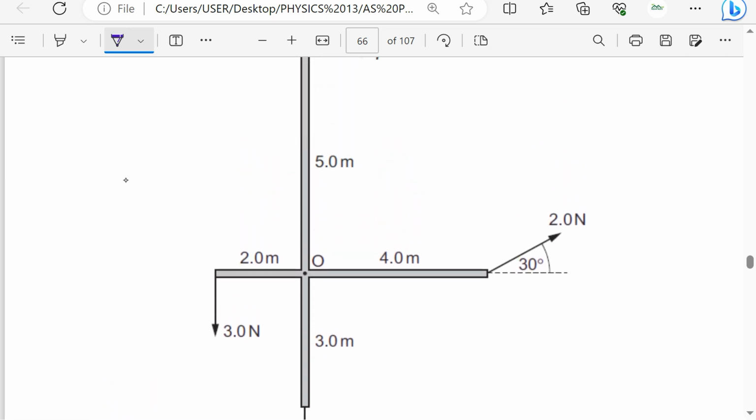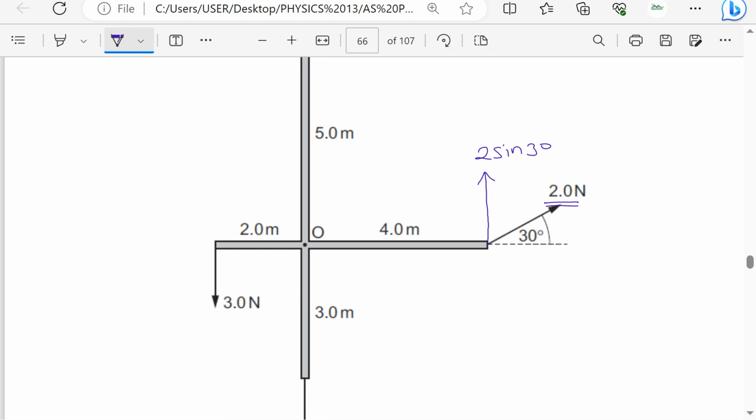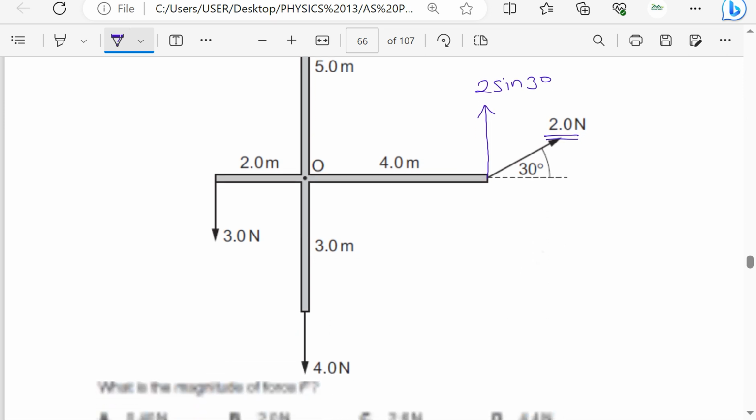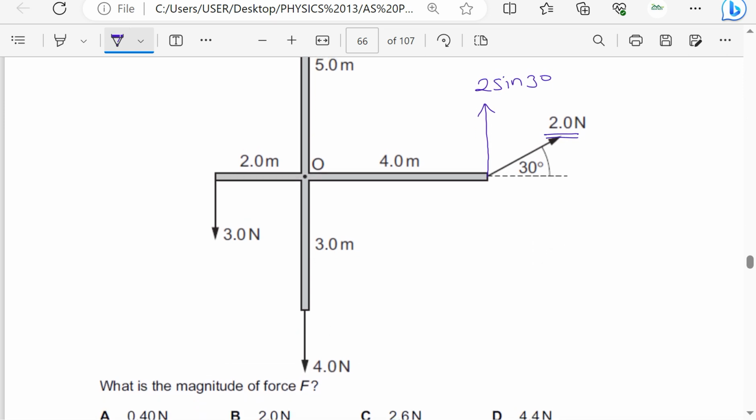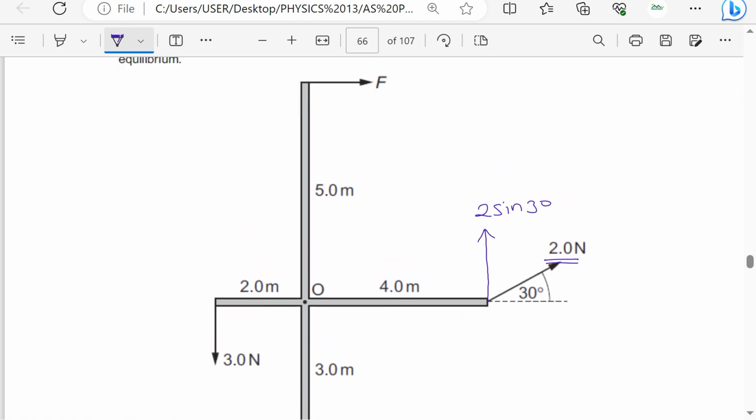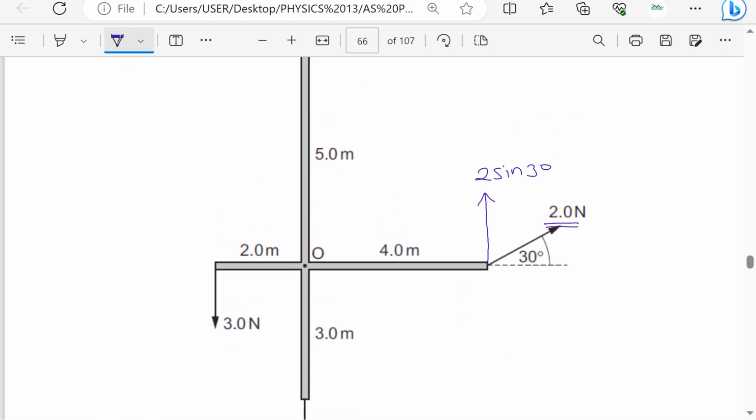As a science student, you can just resolve this vertically to easily find the perpendicular distance from the point O. So taking the 2 newtons to the vertical to be 2 sine 30, which is actually 1 newton. So we want to find F. Now I'm going to take moments about the pivot. Clockwise moments, we have F alone as the only force acting clockwise.